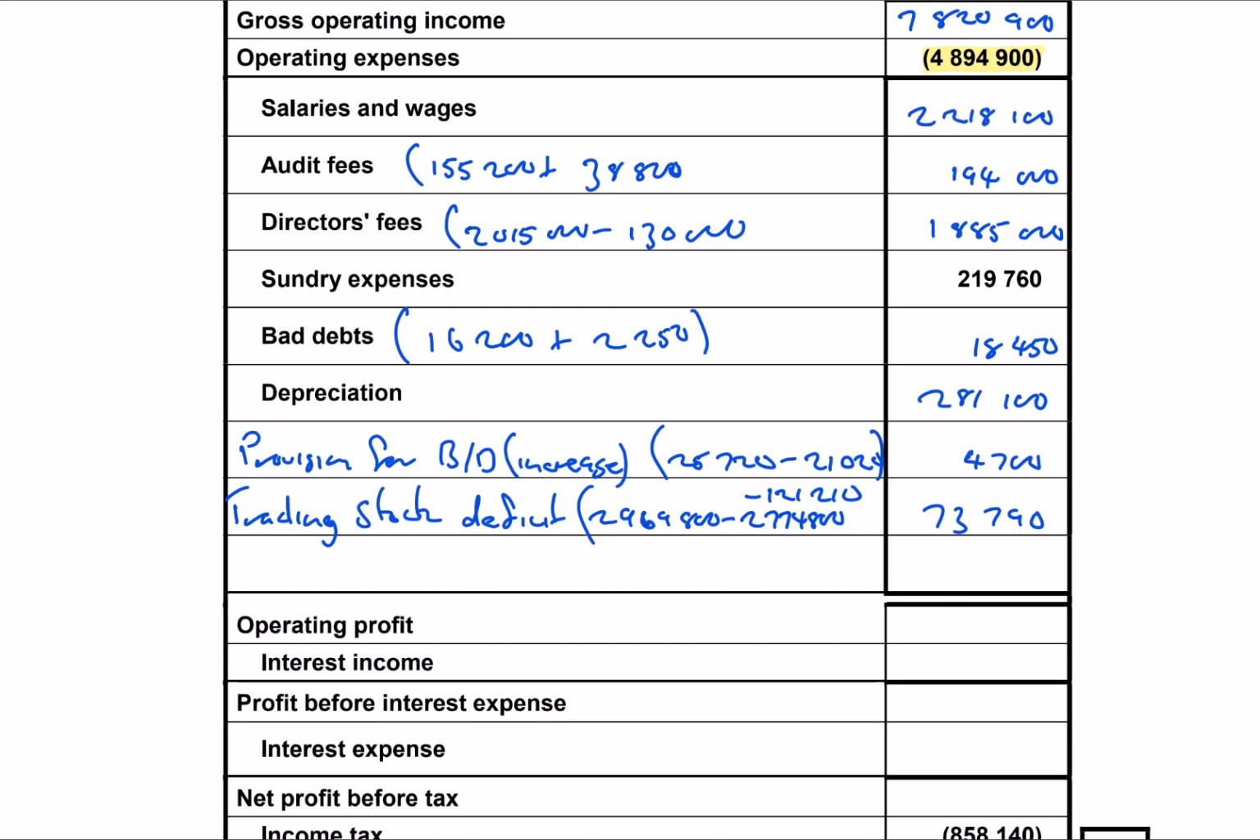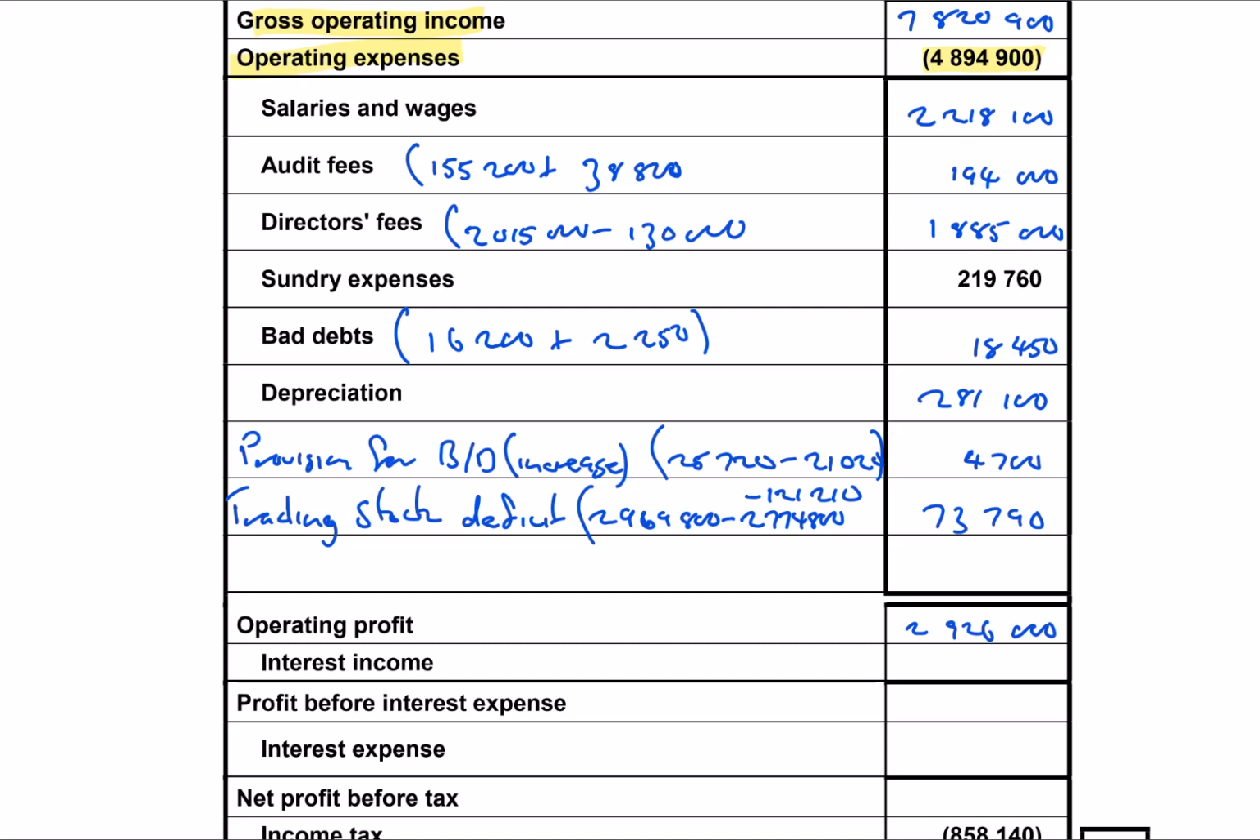$2,218,100. That's our salaries and wages. Right, then calculating operating profit. Operating profit is gross operating income minus operating expenses. So that's 7,820,900 minus 4,894,900. So you get 2,926,000.